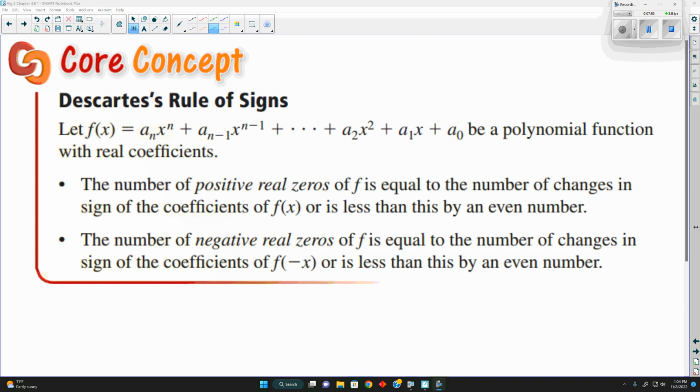So this here is one of his principles, and what it tells us is the number of possible zeros that are positive real zeros and negative real zeros. Now, to get this number, the number of positive real zeros is equal to the number of sign changes of the coefficients of f of x, or less than it by an even number. The number of possible negative real zeros is equal to the number of sign changes for f of negative x.